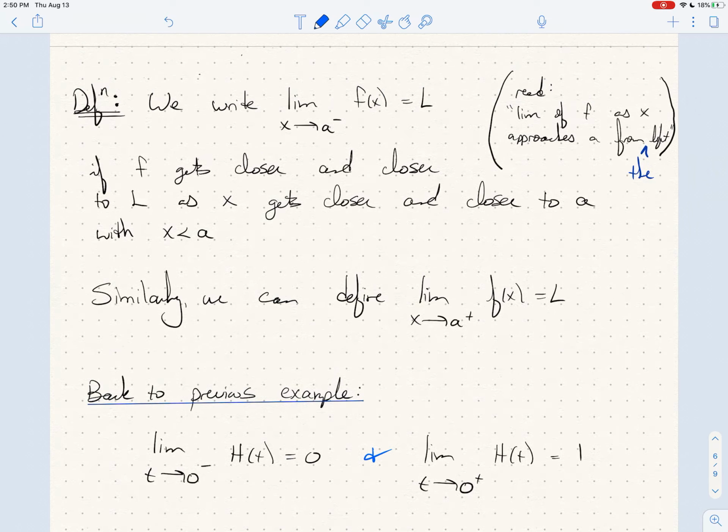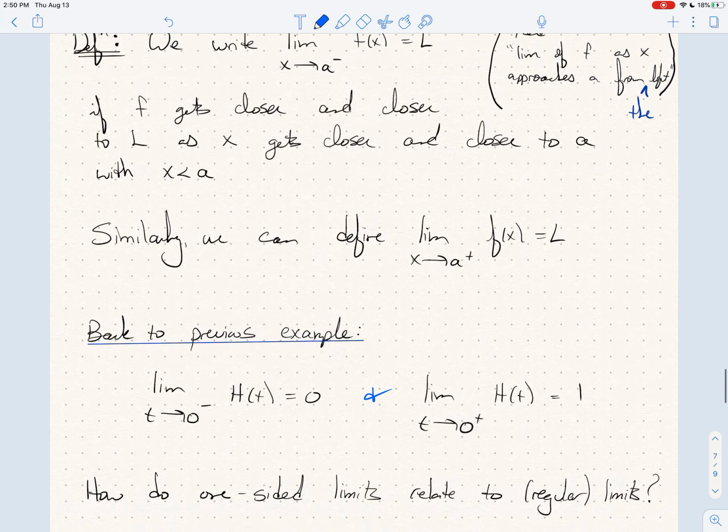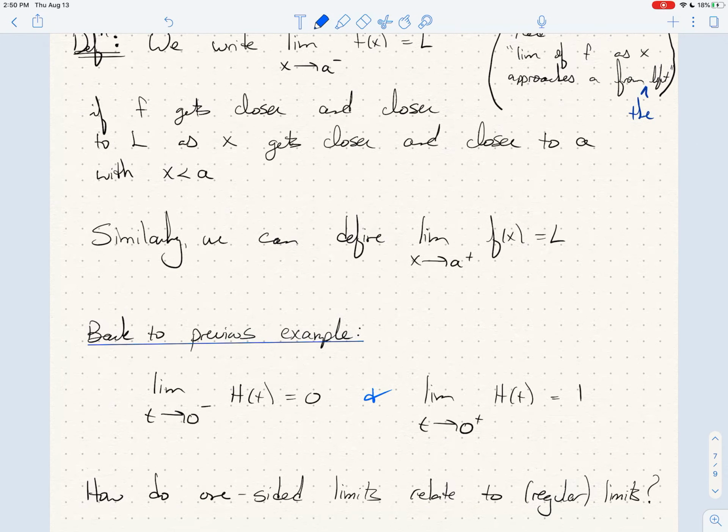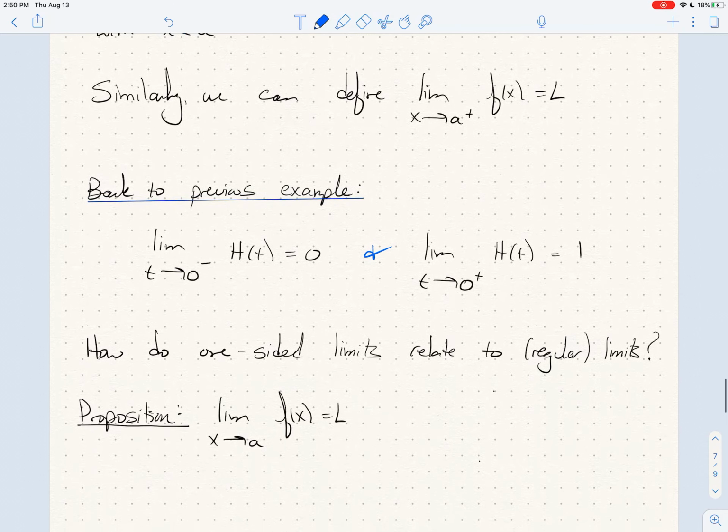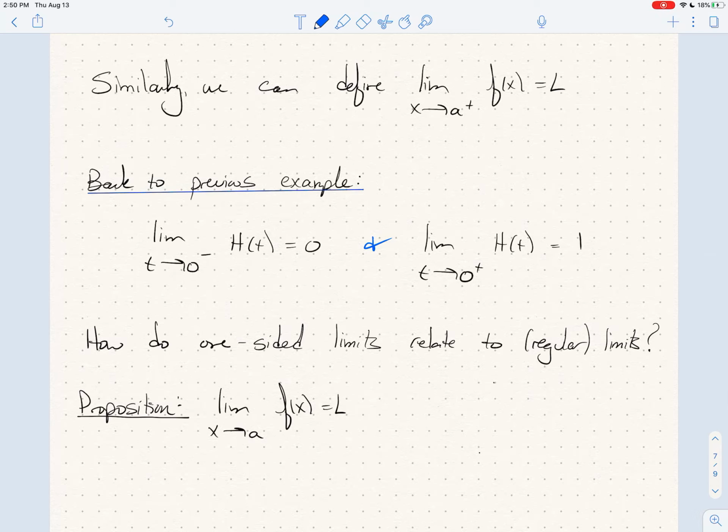So that brings up a very natural question: how do one-sided limits relate to regular limits? When I say regular limits, I mean full limits, limits where you're considering both sides at the same time. And well, we have the following proposition. A proposition is just a mathematical fact. Basically, the really special propositions are called theorems.